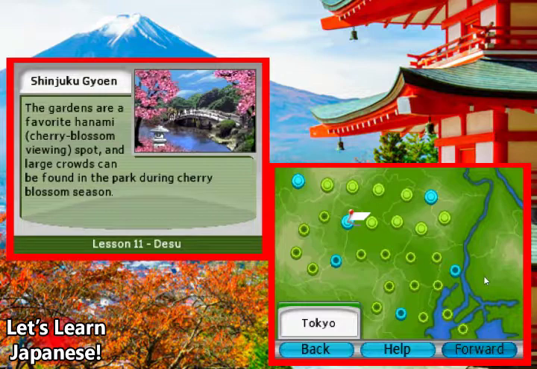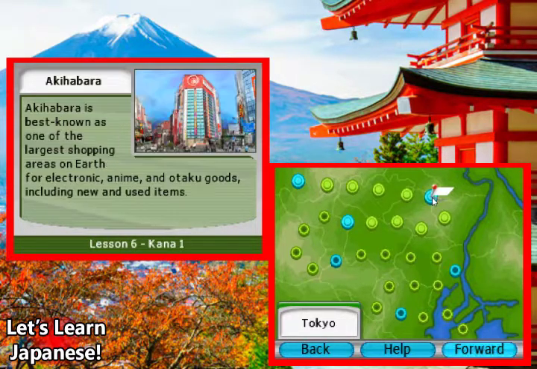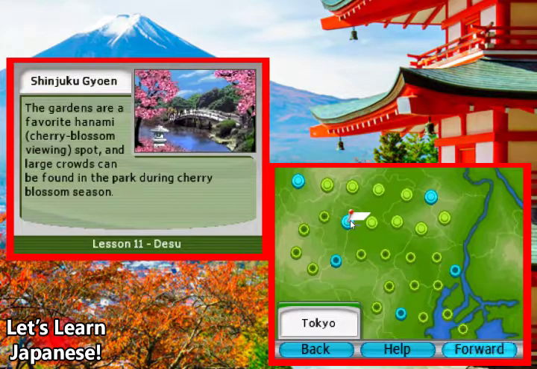In today's lesson, we are going to be learning about Desu. So we traveled from Tokyo into Akihabara, and now we are in the Shinjuku Gyoen. The gardens are a favorite Hanami cherry blossom viewing spot, and large crowds can be found in the park during cherry blossom season. Very nice.